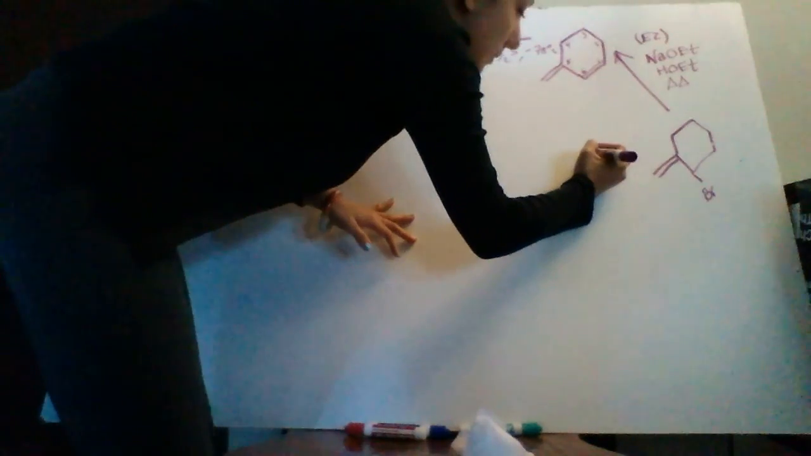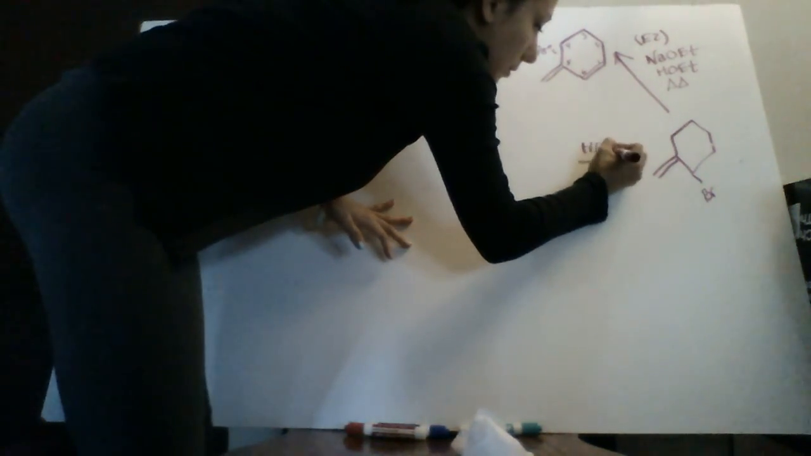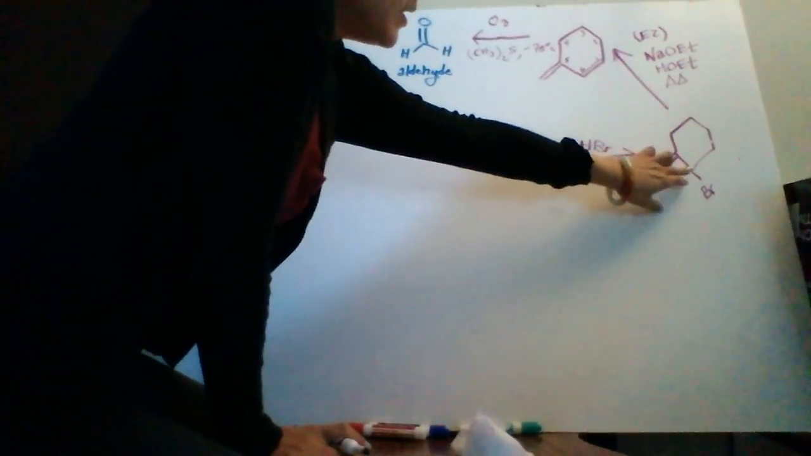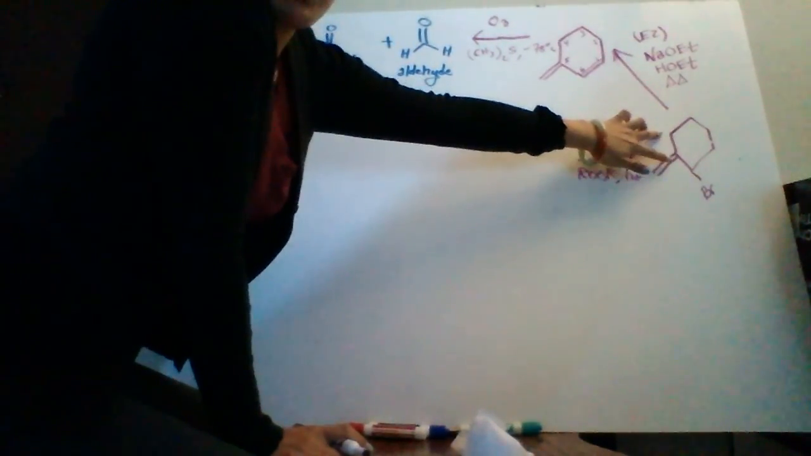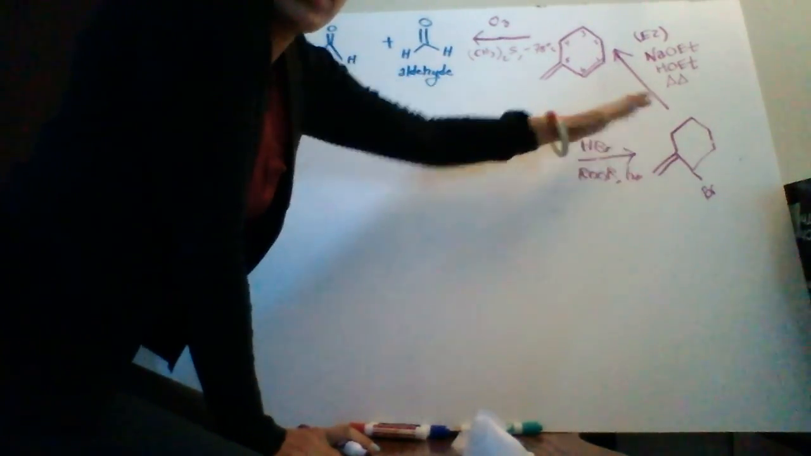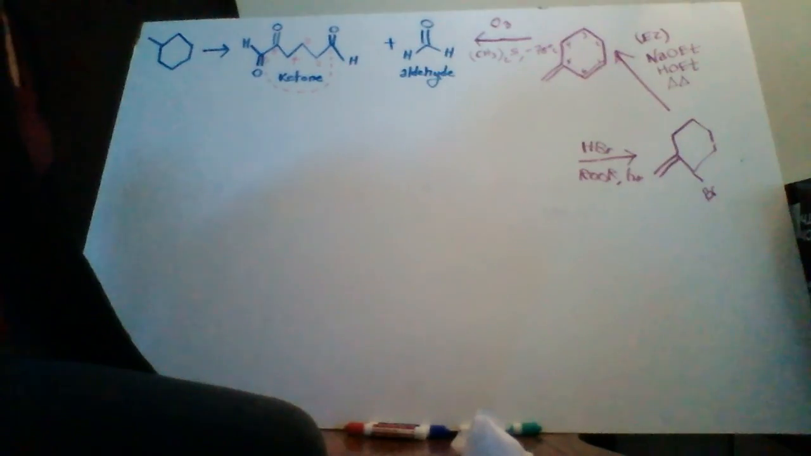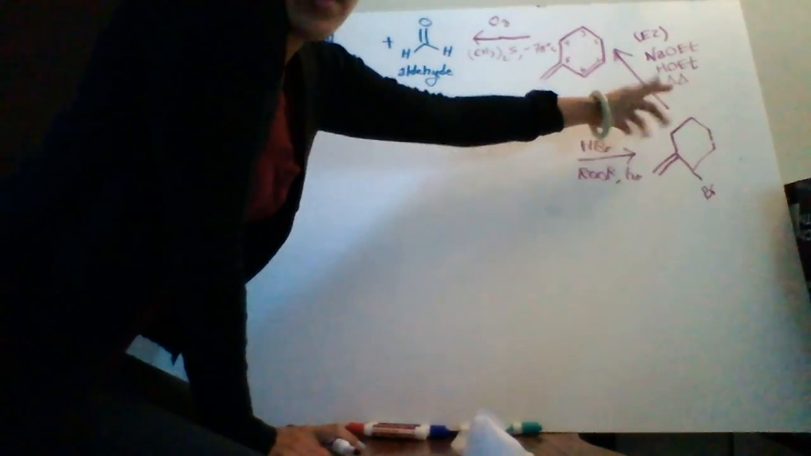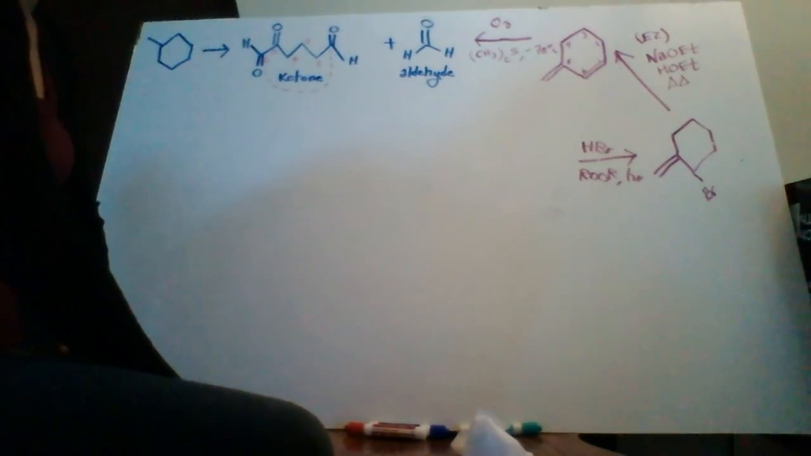However, HBr with peroxides and light would only add bromine to either this position or this position because it adds bromine to the carbon adjacent to a double bond, to the vinylic carbon. All right, and whether we add bromine to this side or this side is the same because this is a symmetrical molecule.